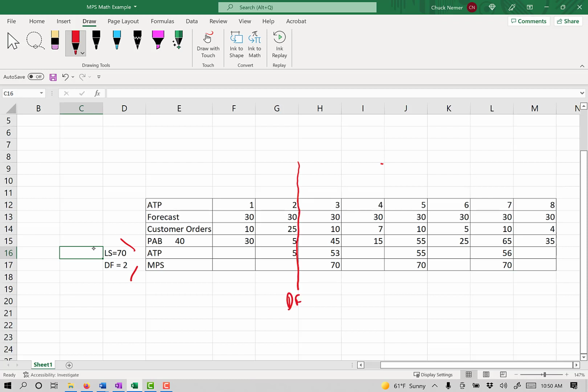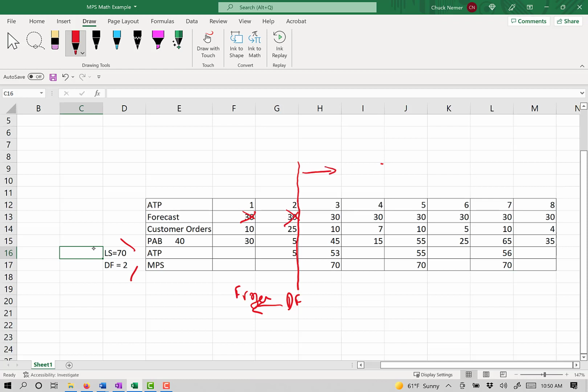The reason we care about that is from a process standpoint, typically anything within the demand fence we define as the frozen zone, and no changes are allowed. What that means from a master scheduling standpoint is anything within the demand fence, we're going to go with customer orders only, not forecast. Because the zone is frozen, no changes are allowed, no additional orders are going to come in.